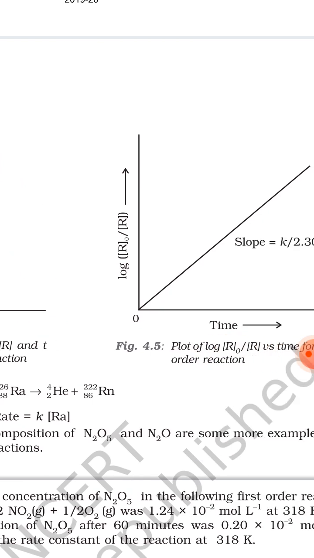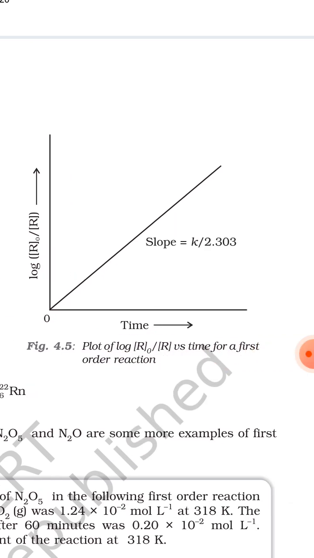Now another graph for first order reactions. What we can observe is the log of the initial concentration of a reactant upon the concentration of a reactant against the time for a first order reaction. Here we can see the time is on the x-axis and the log of the initial concentration of a reactant upon the concentration of the reactant is on the y-axis. Here the slope is k upon 2.303, which is a constant.